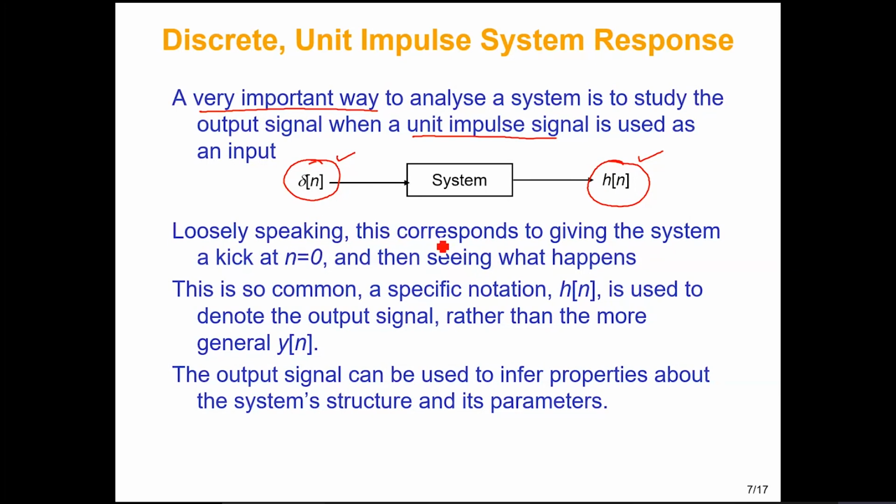So giving an impulse is like sort of giving a kick to a system and see what happens, that the output that comes out, is it a single impulse, it is more than one impulse or finite impulses, or a series of infinite series of impulses. So the symbol or notation given to impulse response is h of n, and it is used to denote the output signal if we give a unit impulse to it. And this output signal h of n is then used to find out or infer properties about the system structure, parameters, and its behavior.